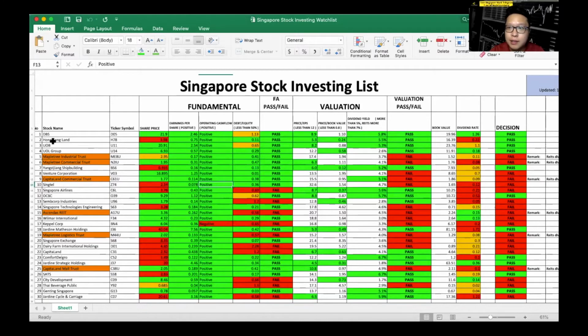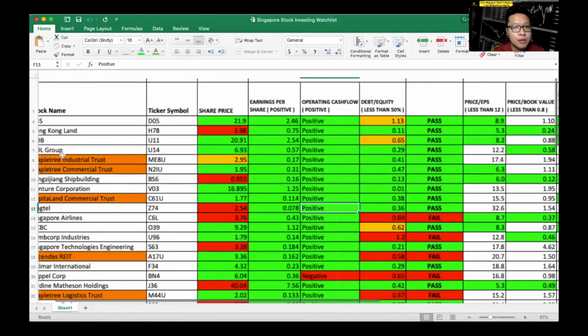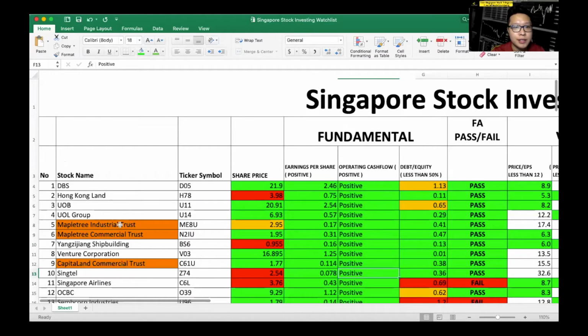I have also updated it in the Telegram chat. For those of you who have downloaded previously, if you want the latest one, you can re-download it again. The main difference is that I have changed SPH, Singapore Press Holdings, to Mapletree Industrial Trust, because there was a shift. SPH got kicked out of the STI because it wasn't performing that well, and Mapletree Industrial Trust came in. So I replaced it.